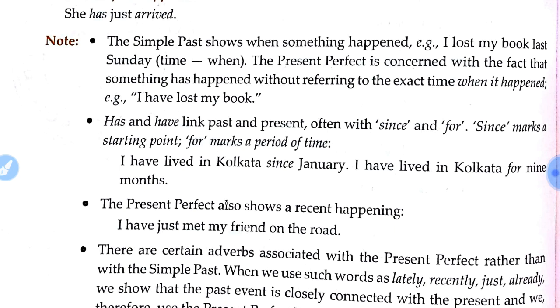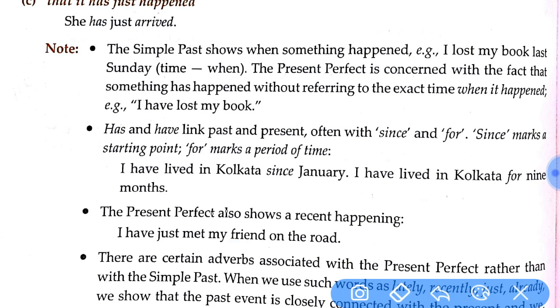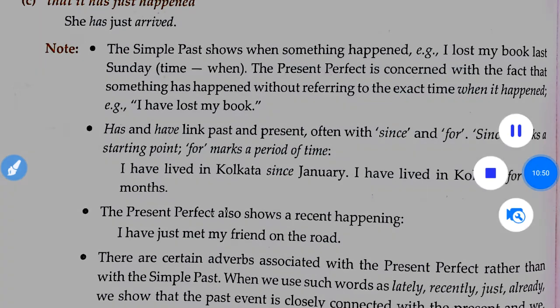Sometimes there is a connection between the simple past tense and the present perfect tense. It almost gives the same meaning. The present perfect tense shows the recent happening, and the simple past tense also shows something that has happened, but the effect may not be remaining. That's the difference between the present perfect tense and the simple past tense.